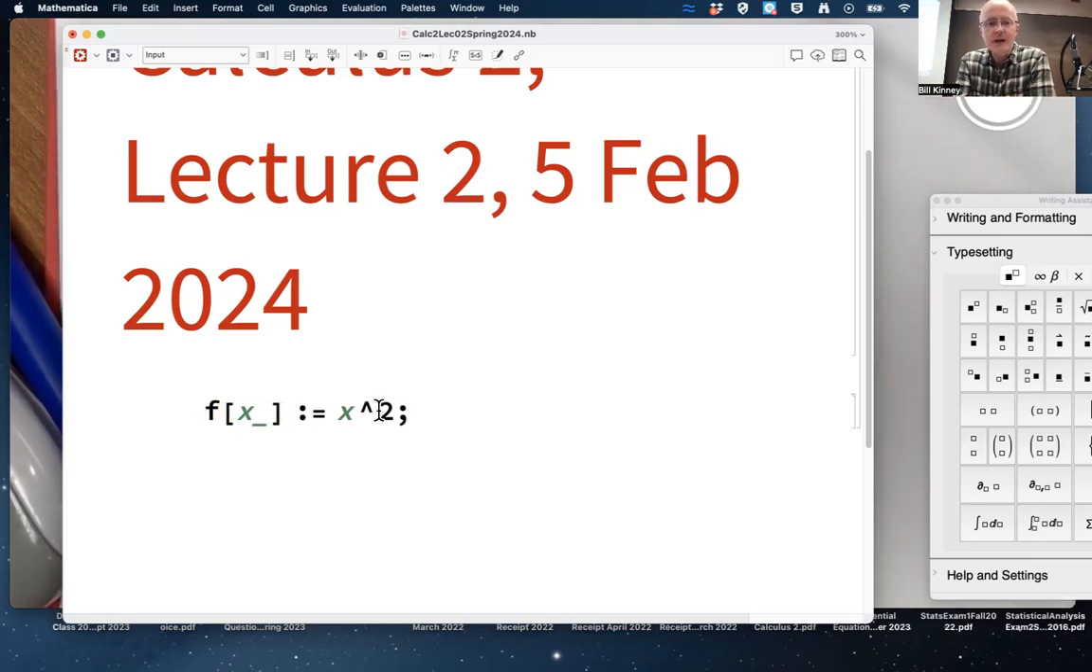Enter this by putting your cursor somewhere in this line and doing shift return. If you have a long keyboard, you can also just use the return at the far right side of the keyboard. It is entered.